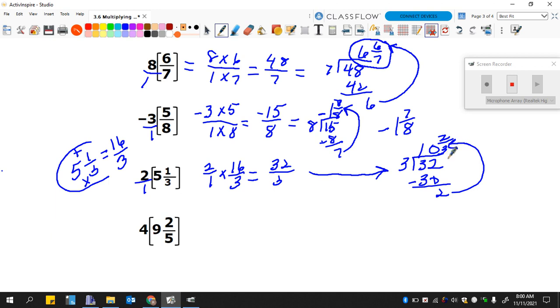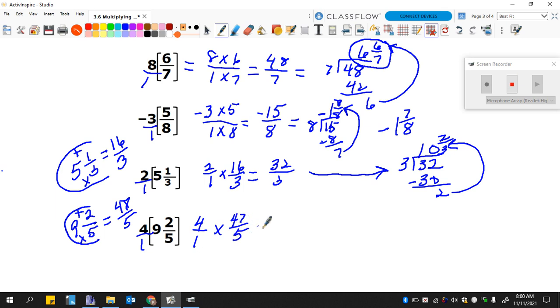All right, do the same thing down here. We have 4 over 1, and 9 2/5. We do the big C, multiply, and add. 5 times 9 is 45 plus 2 is 47 over 5. So we have 4 over 1 times 47 over 5.